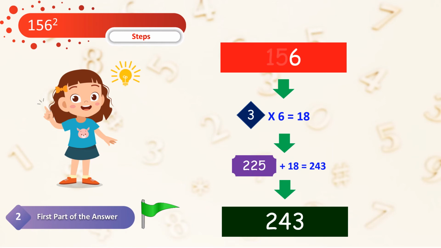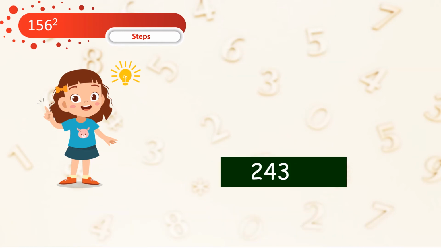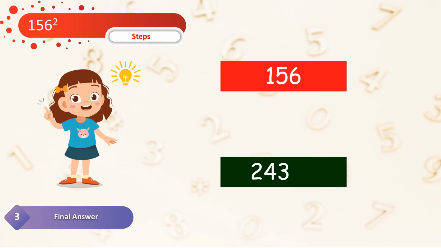The second part of the answer is much simpler. To get to the second part, from the number 156, again ignore the numbers 1 and 5, take the 6, find the square of 6. 6 square is 36, you just write the 36 next to 243. The final answer here is 24,336, which is the square of 156.